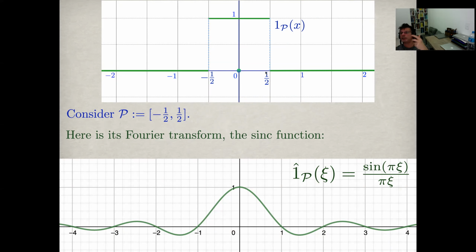So engineers call this the perfect filter. But on the Fourier transform side, we have the sinc function, which is by definition sine(pi xi) over pi x i, infinitely smooth. It has zeros at all the integers except at 0. And the value of the Fourier transform at 0, as we see, is 1. It happens to be, as we know, the volume of the polytope, which is in this case 1 as well.